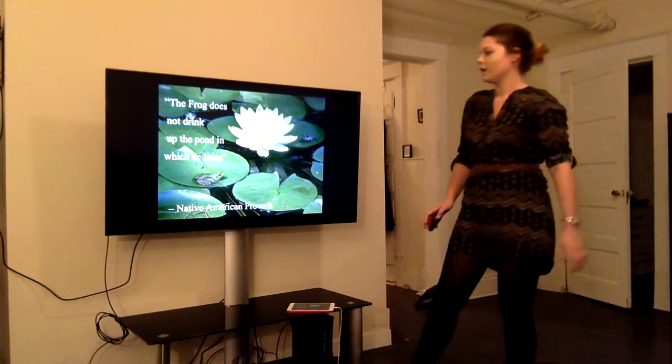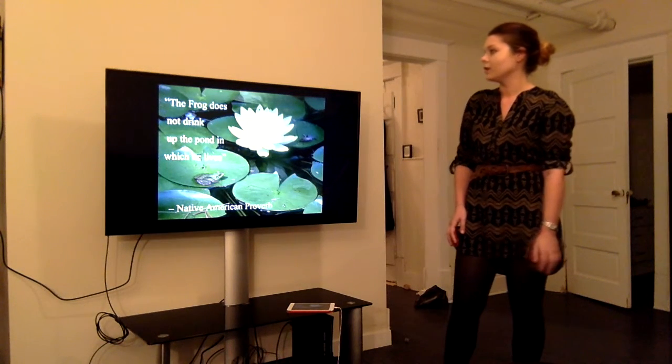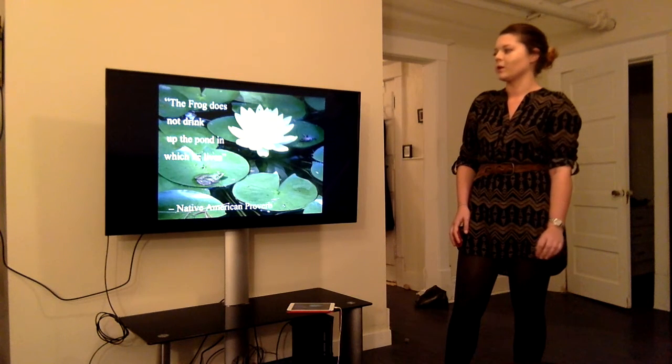And to finish off, I found a quote that I thought would really reflect this presentation. The frog does not drink up the pond in which he lives.